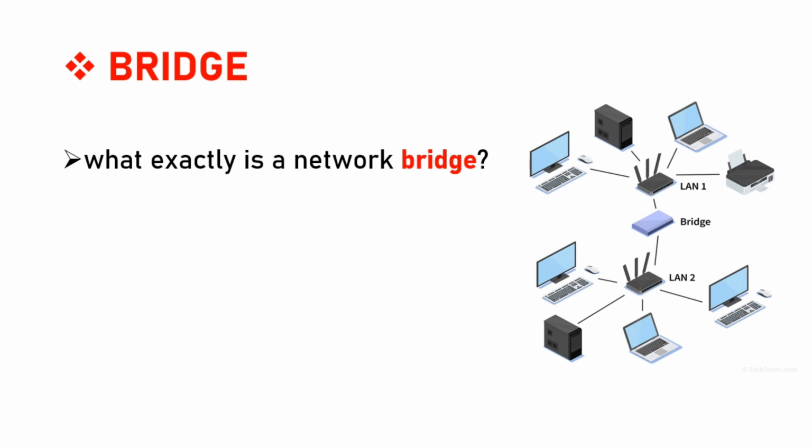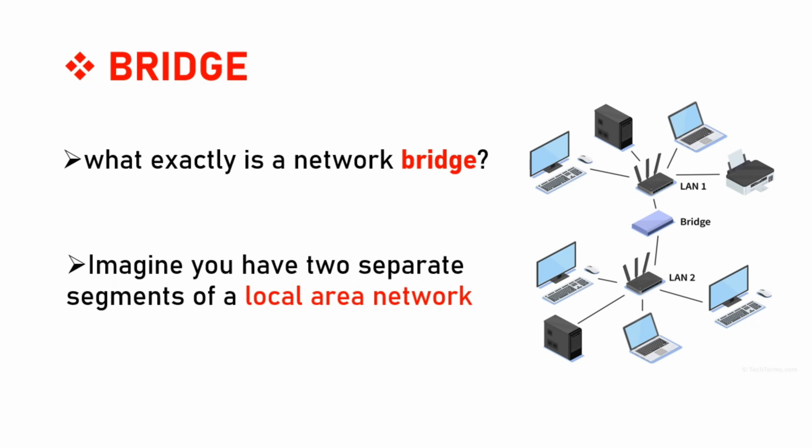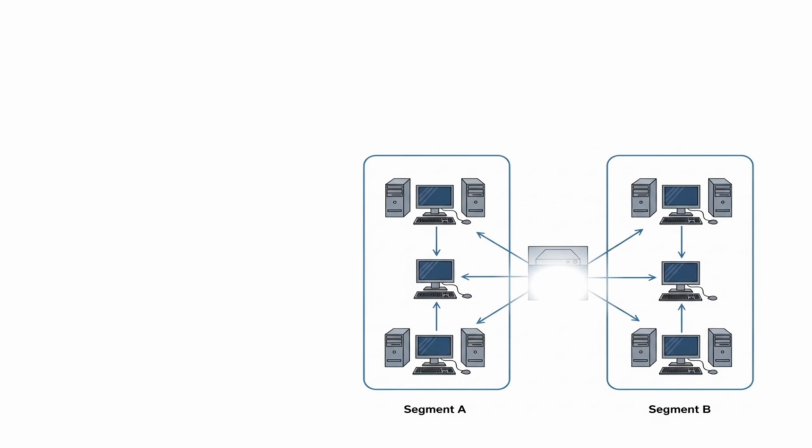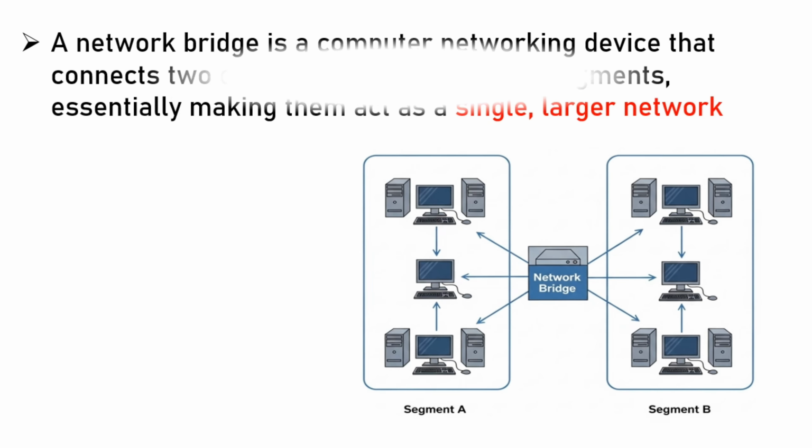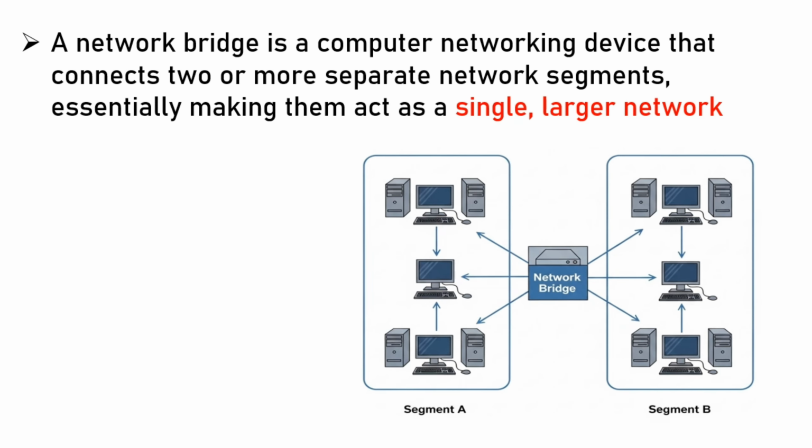So, what exactly is a network bridge? Imagine you have two separate segments of a local area network, perhaps in different departments of an office, and you want them to communicate, but without all the traffic from one segment flooding the other. That's where a bridge comes in. A network bridge is a computer networking device that connects two or more separate network segments, essentially making them act as a single, larger network.